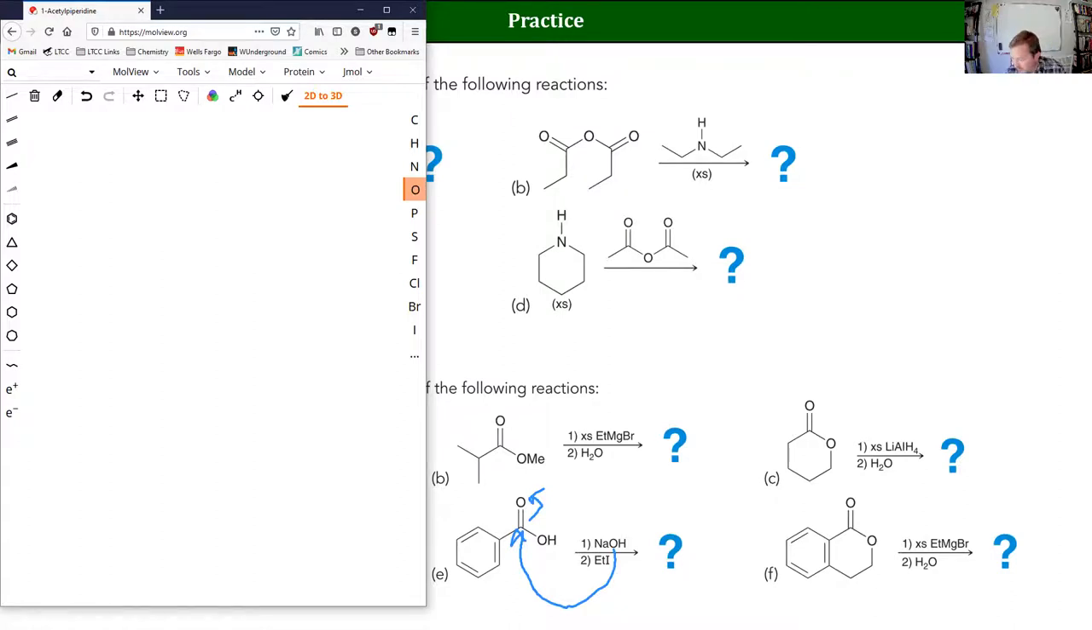So the other thing that hydroxide can do is it can deprotonate the acid and turn the acid into a nucleophile. So step one is just deprotonating our carboxylic acid group. So we'll wind up with the benzoate.